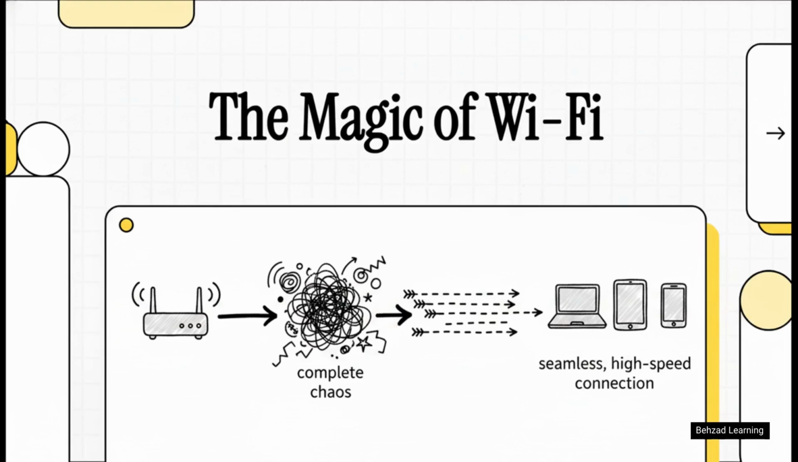We all use it every single day, right? But today, we're going to reveal exactly how network components take what should be complete, utter chaos and organize it into that seamless, high-speed connection you're probably using right this second.